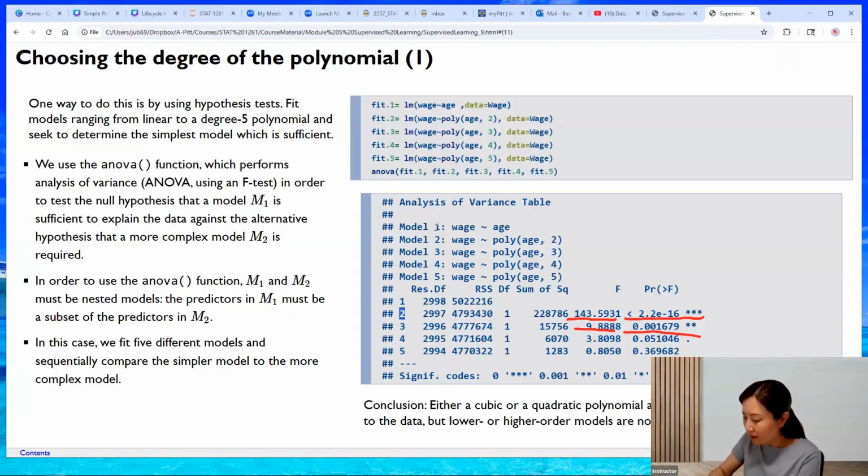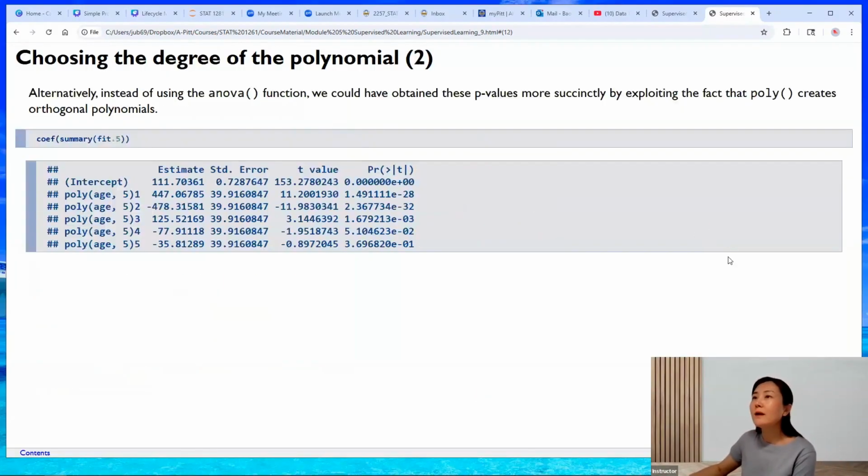However, for x to the 4th, the p-value is over 0.05. So probably this is not necessary. And consequently, degree 5 is definitely not necessary. So from this hypothesis test result, we know that a cubic or a quadratic polynomial appears to be reasonable. And probably cubic, because this is very significant. So the optimal d should be 3. All right. So this is a test for polynomial regression.